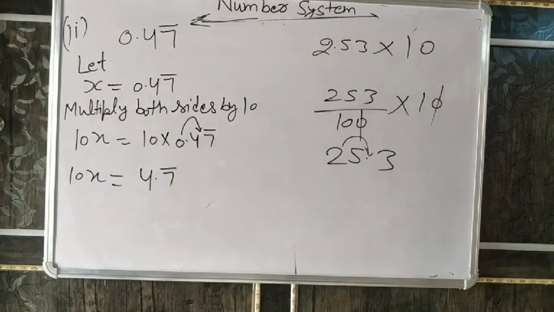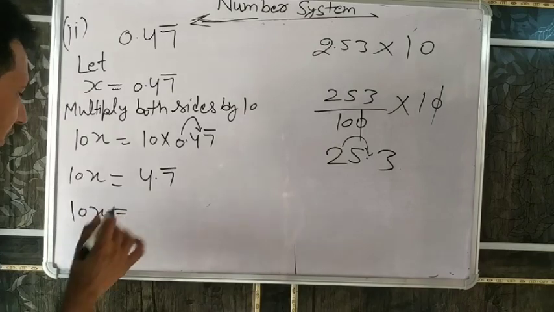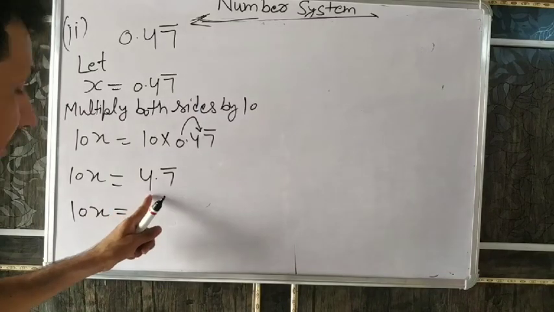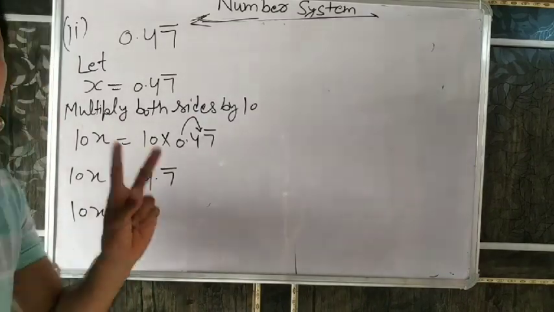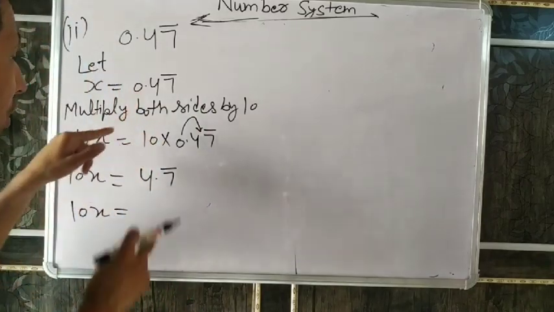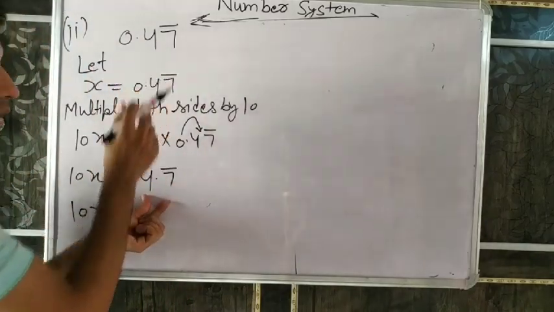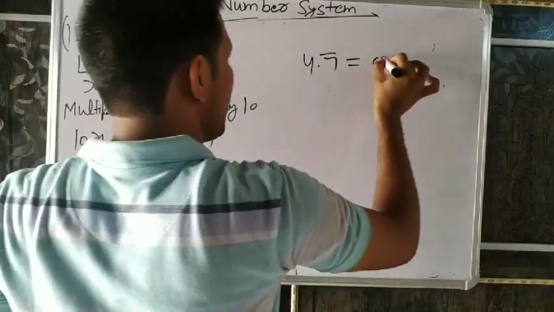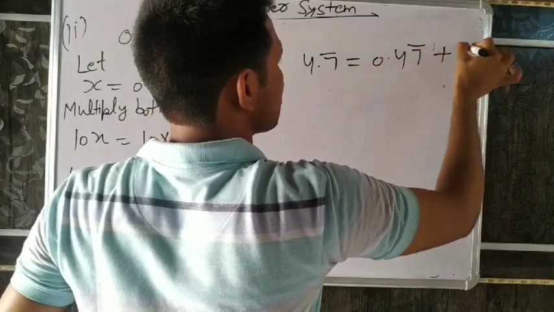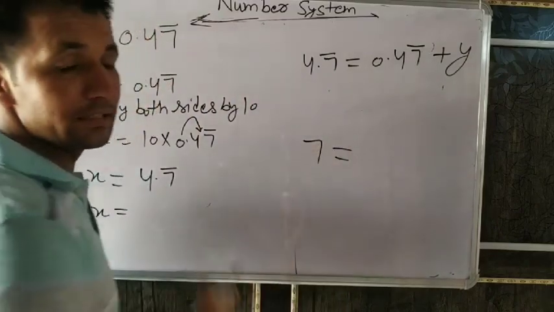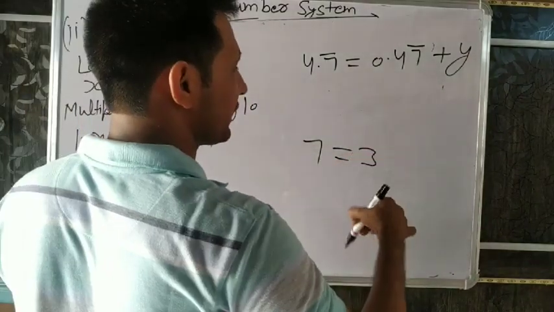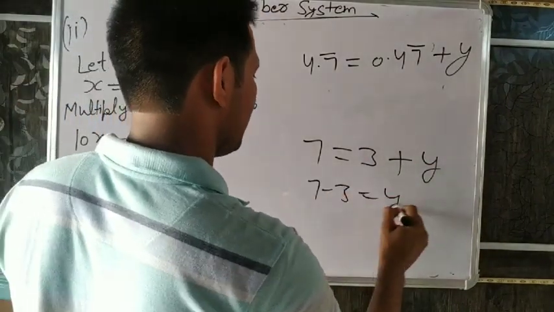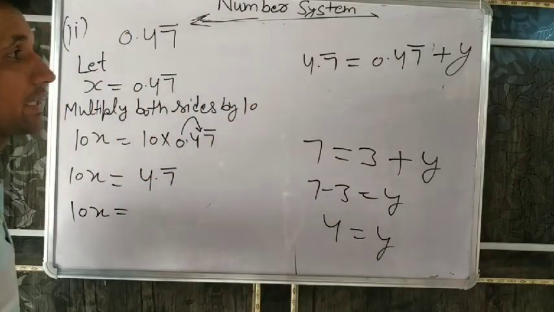Do you understand? Next step, what I told you: we will write this number 4.7 bar as the sum of two numbers, in which the first number is this one. So 4.7 bar is one number, 0.47 bar, plus a second number, suppose it is y. Find y, which is on the other side. Do you understand? Same as before.